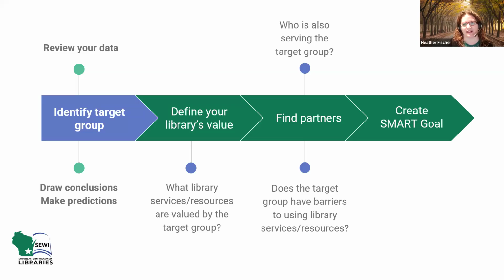It's time to review our data so that we can draw some conclusions. We can even make predictions in order to identify our target group. We're going to continue working on our first example, which is increasing participation at library events of ages 65 and over.